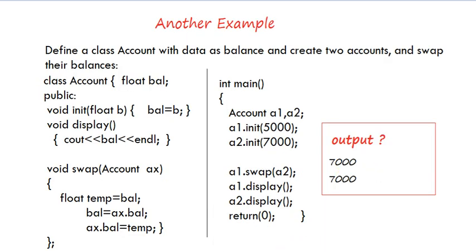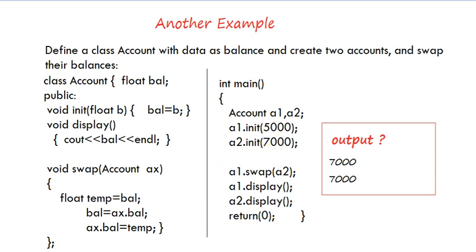Look at this example. It is of the same kind, just I have changed the function name. There it was a modify, and here I am swapping two objects, swapping values of both the objects. Say account is one class. There are two accounts, A1 and A2.